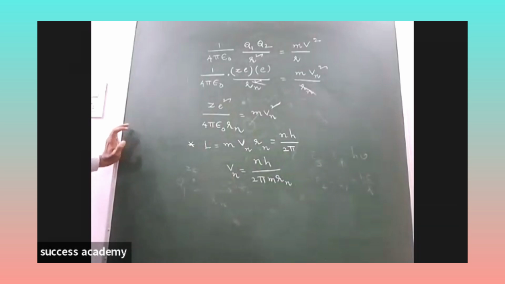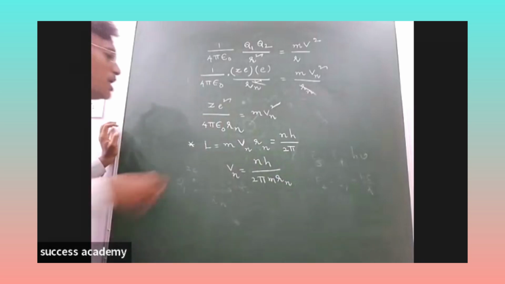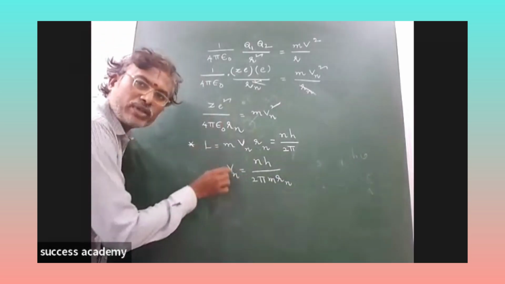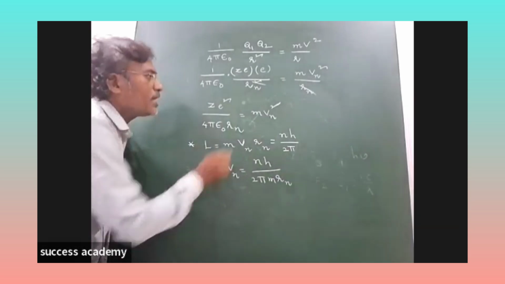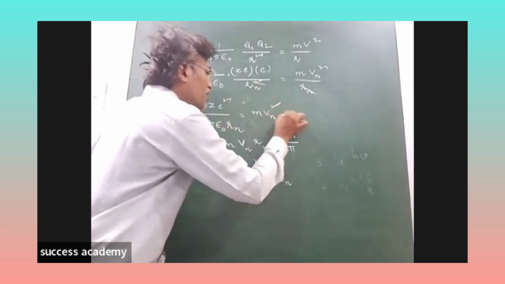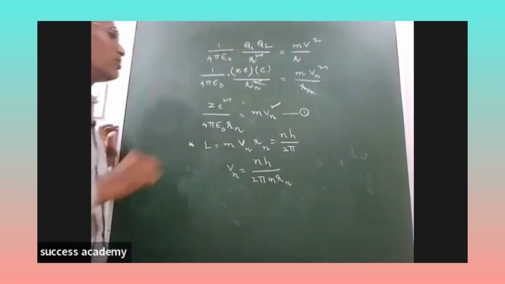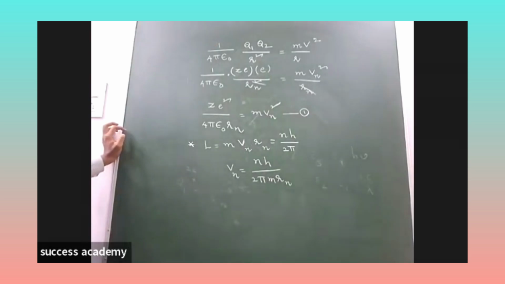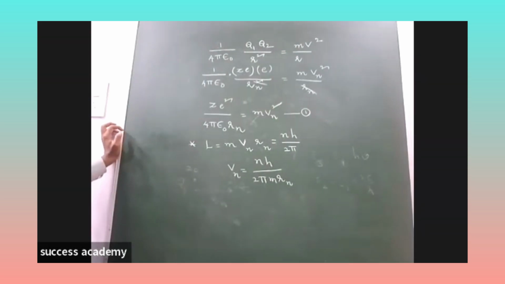Okay, now with this we are taking further. Listen carefully. Substitute this vn value in this equation. I'm taking this as equation 1. In that equation I am substituting that value. Okay, listen.